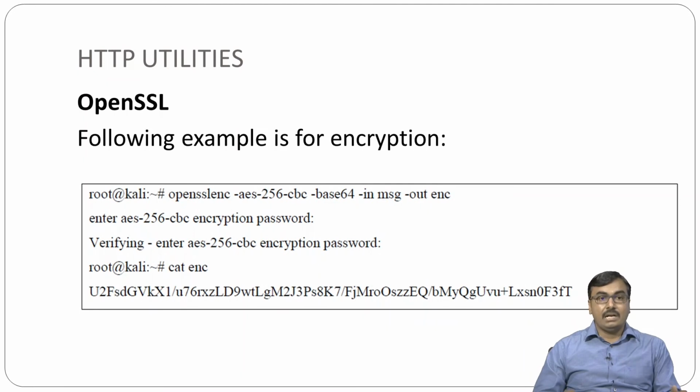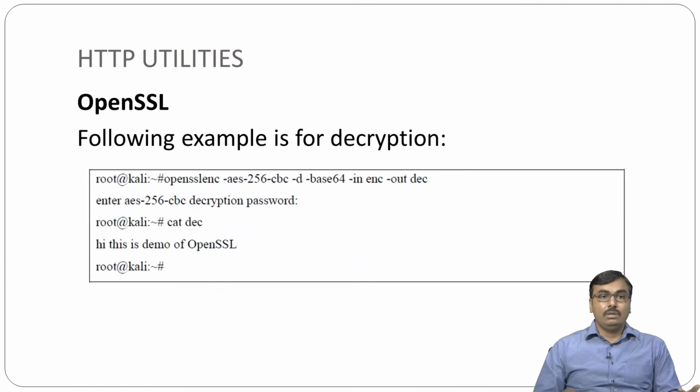Let us see how the receiver will receive. The following example is for decryption. Now you can see here OpenSSL enc is my command, and now I am going to provide the decryption. Again I have to provide AES 256 CBC, that is my cipher command. Now I am going to provide the -d option. -d represents the decryption, and base 64 is my decryption algorithm.